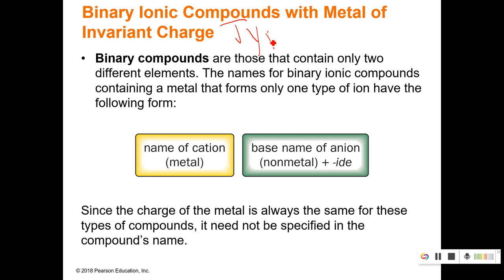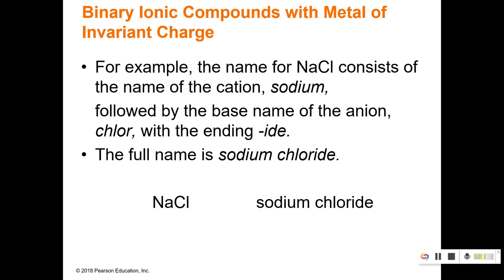So these are type 1. We're going to write the metal. We're going to write the nonmetal, but instead of having the suffix "-ine" or "-gen", we're going to take off the suffix and add on "-ide" at the end. So here we can see that we've got Na is sodium, and Cl is chlorine, but it goes to chloride.